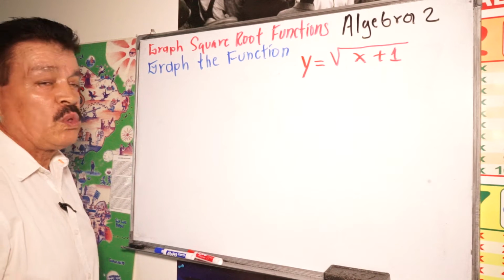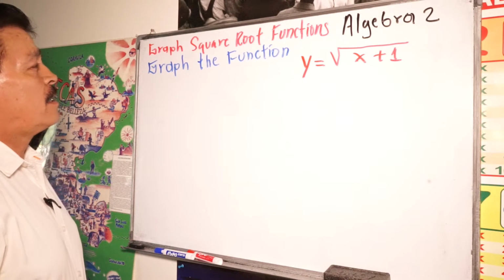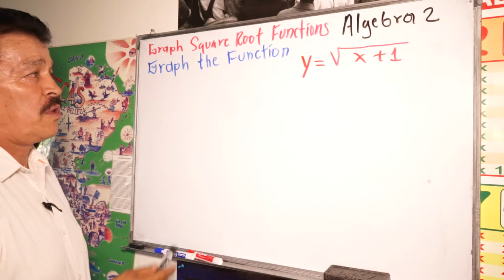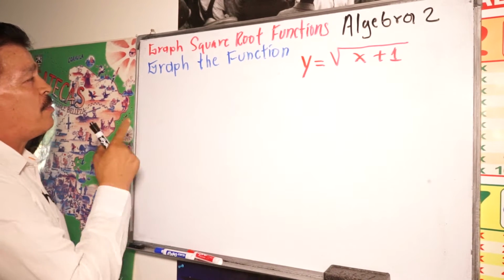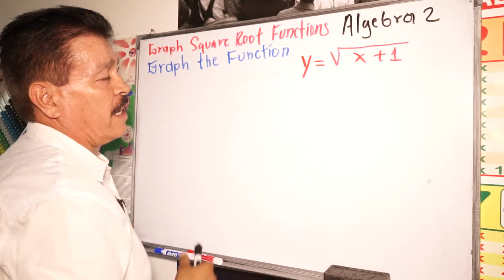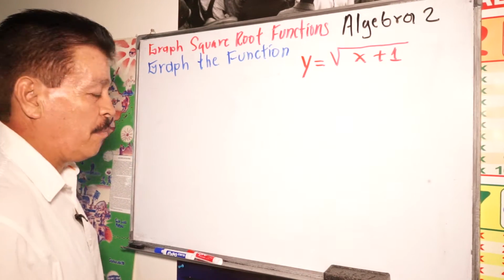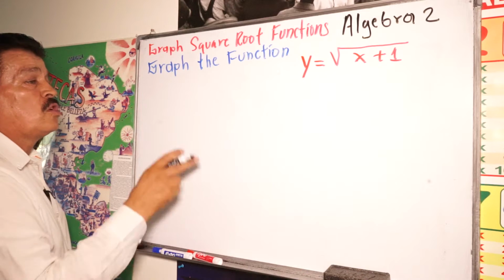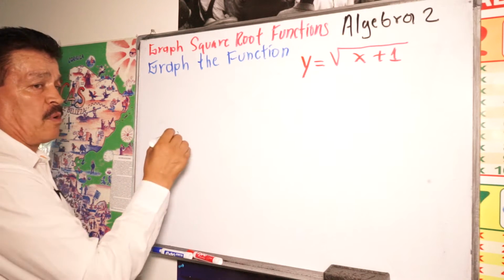For Algebra 2, our topic today is graphing square root functions. We have one problem here. It says graph the function y equals square root of x plus 1. Alright, let me remind you of some clues for working these kinds of problems.